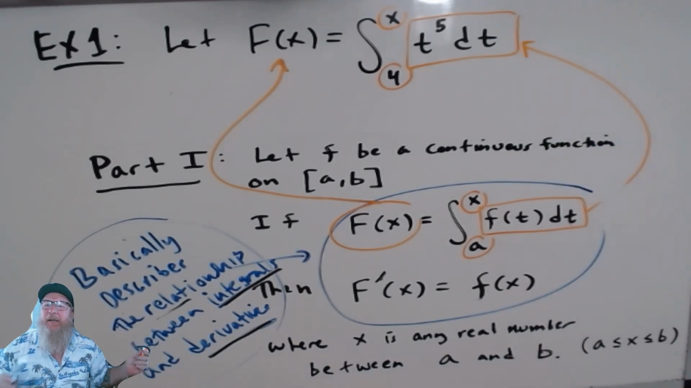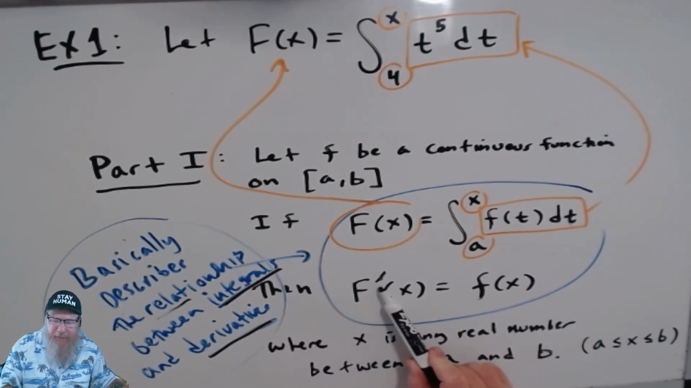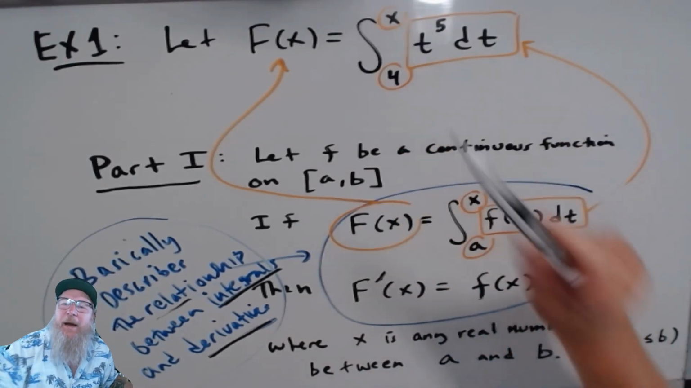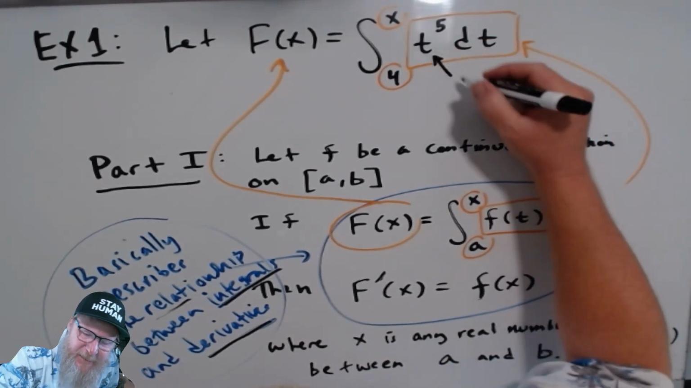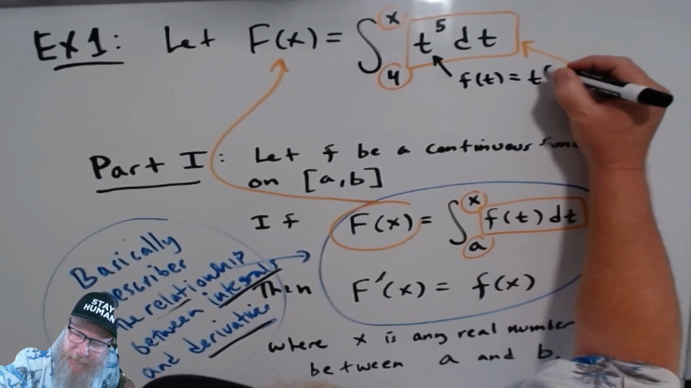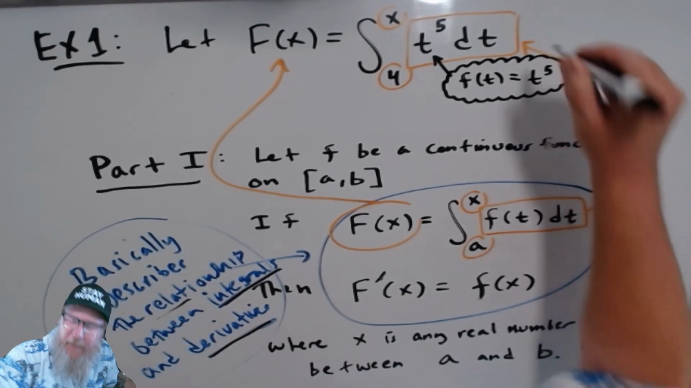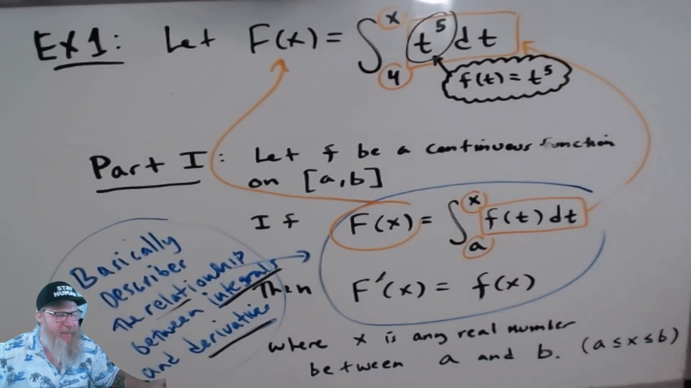And so basically, what does this theorem say? It says if you take the derivative of a function that is already written as an integral, this is your f of t. I'll put that in a cloud here. There's your f of t, which is just t to the 5th.